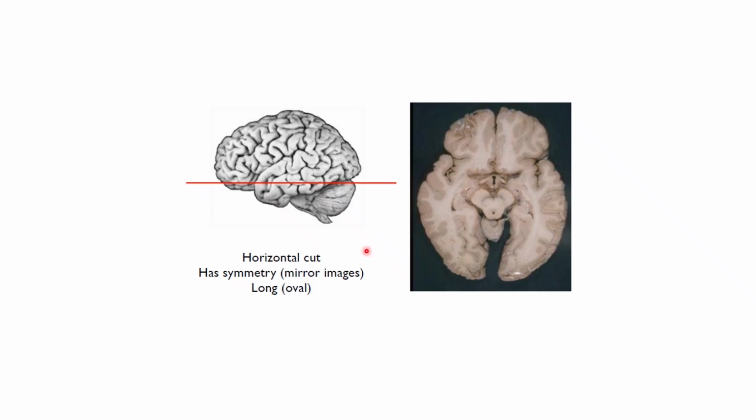This kind of a cut, a horizontal cut, has also symmetry on left and right, like the coronal cut. And the image that we get looks kind of oval in shape.